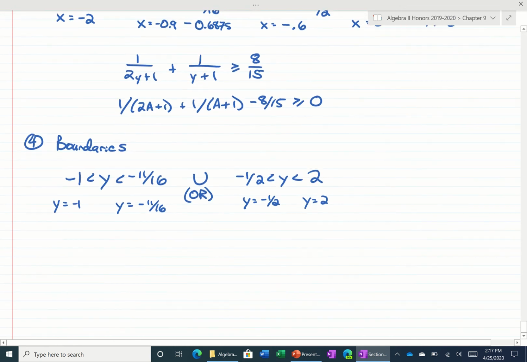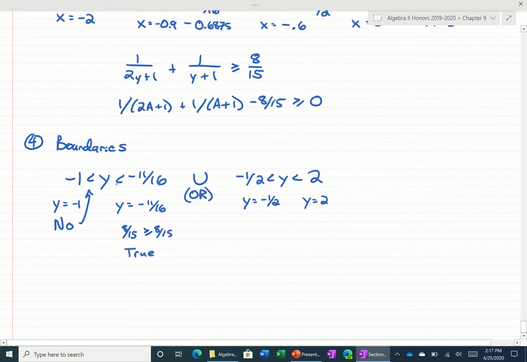And if you plug it in, if you store negative 1 on your calculator, you'll get a divide by 0 error. So this is, no, that can't work. We'll leave that sign the way that it is. Negative 11 over 16 would give us an answer, 8 over 15, which is greater than or equal to 8 over 15. So that's true.